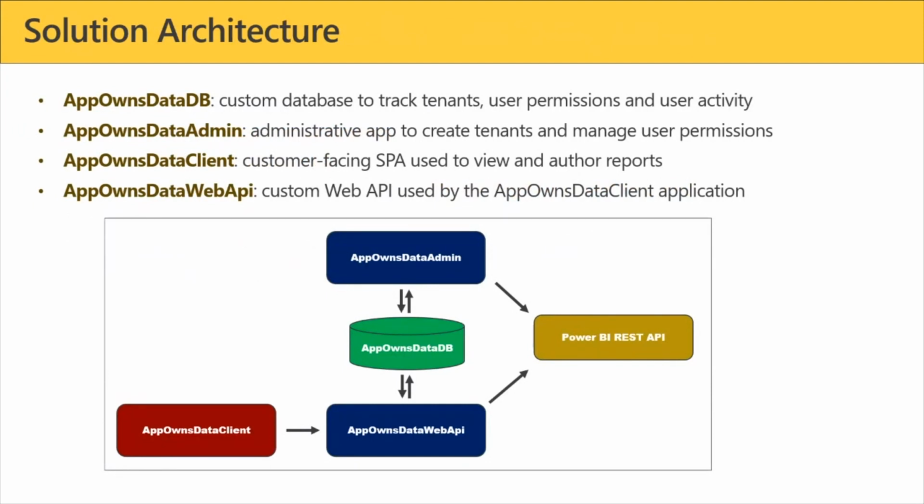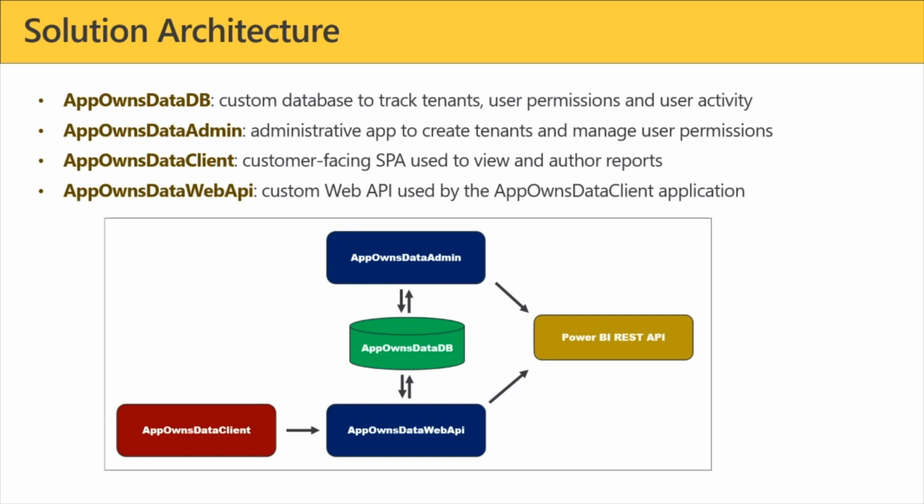So basically, we're going to have two applications. The admin owns data application is the one that is used by the company's internal users who administrate the environment. And so as they create new tenants, that application has to talk to the Power BI REST API. And also, as it does things like creates a new workspace, we're going to start keeping a profile for each tenant in our own custom database.